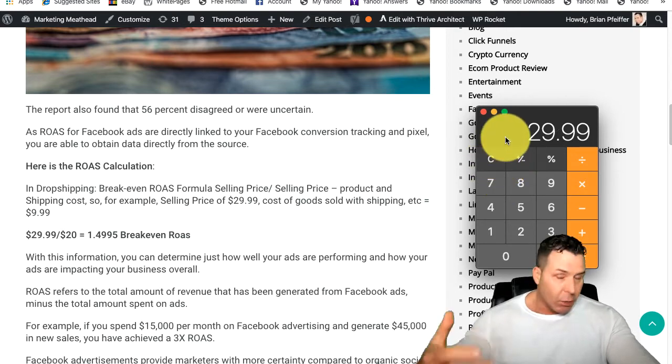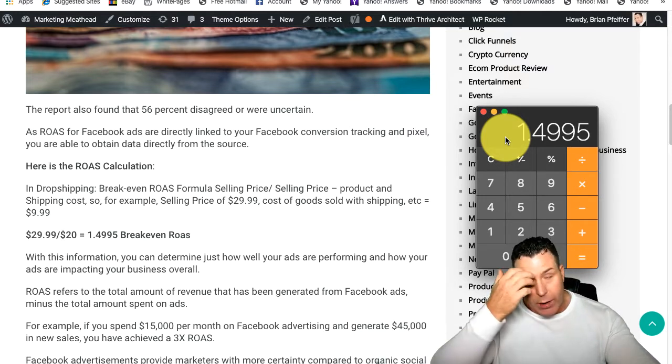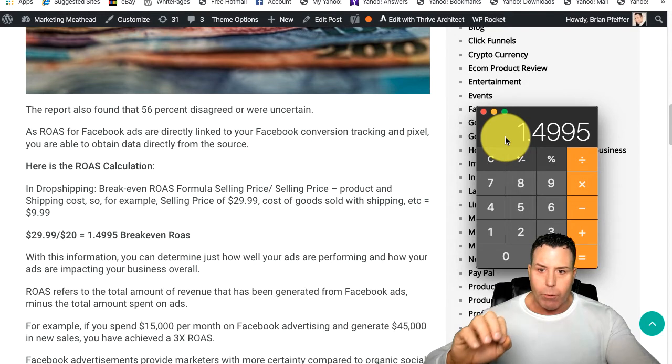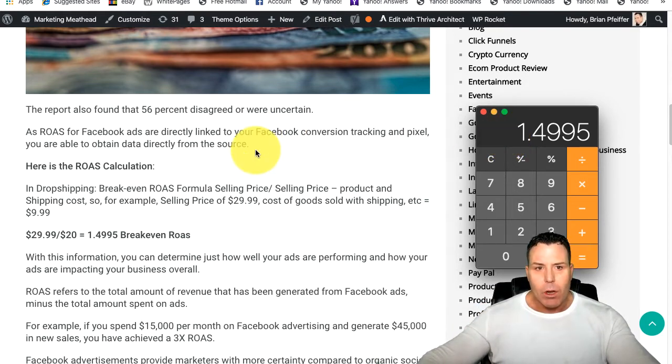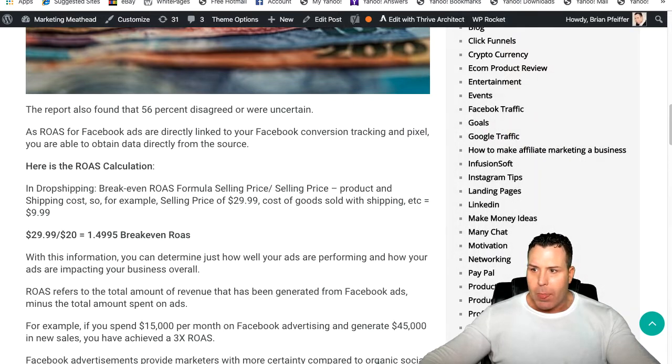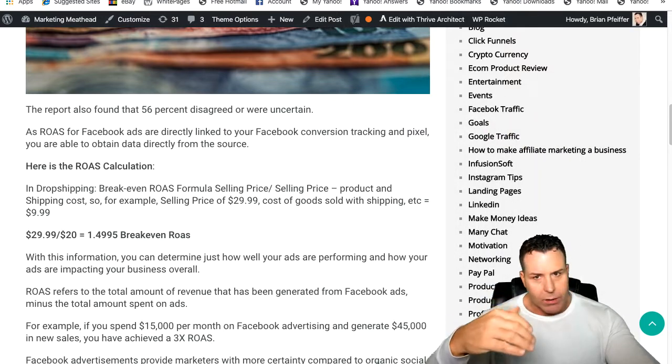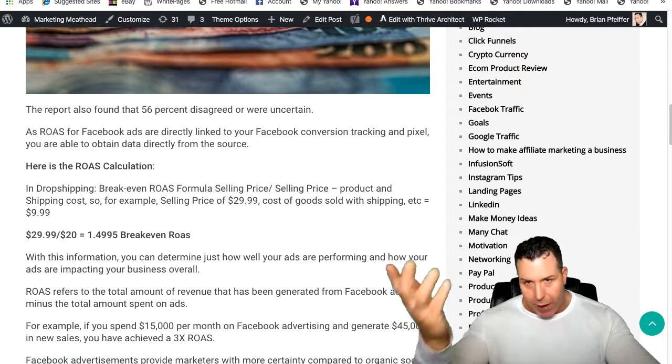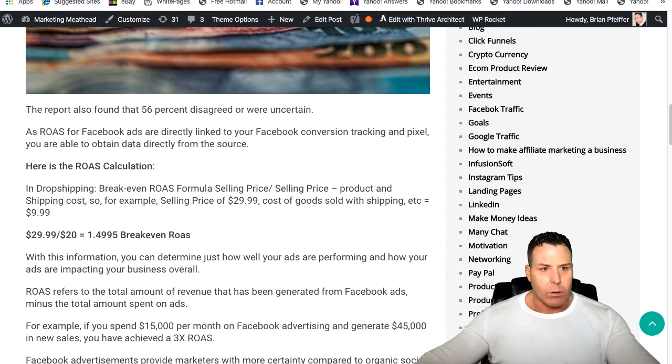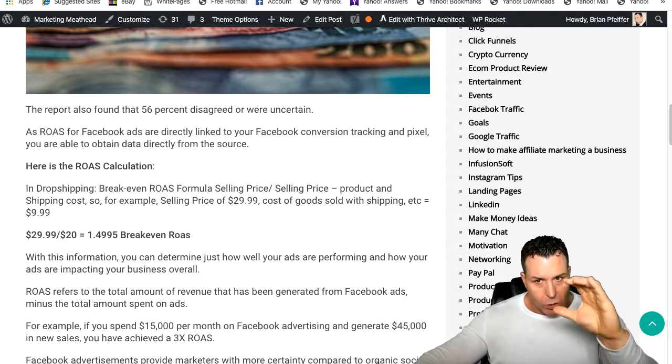$29.99 sales price divided by your profit margin, which is actually 20. Okay, and this is your ROAS. Okay, so you have a 1.4995 ROAS. All right, so anytime you're running ads on Facebook, and if your purchase ROAS comes in at above 1.5, basically in this case, there's a pretty good chance that you're going to be just a little bit profitable.